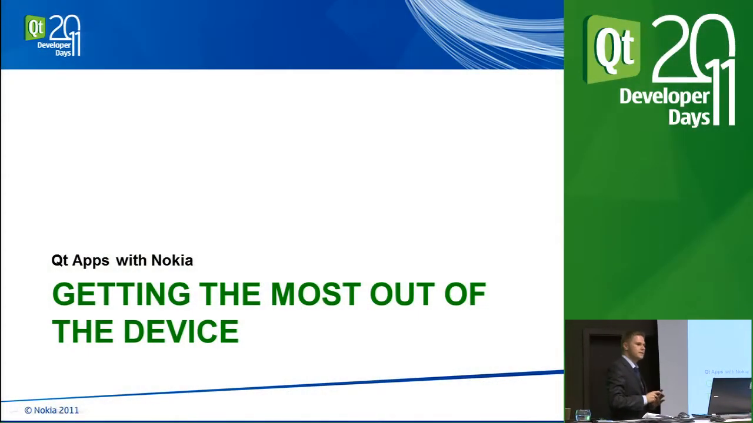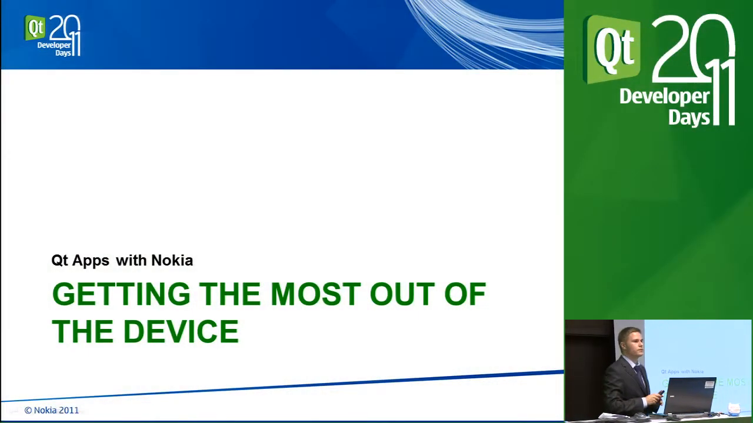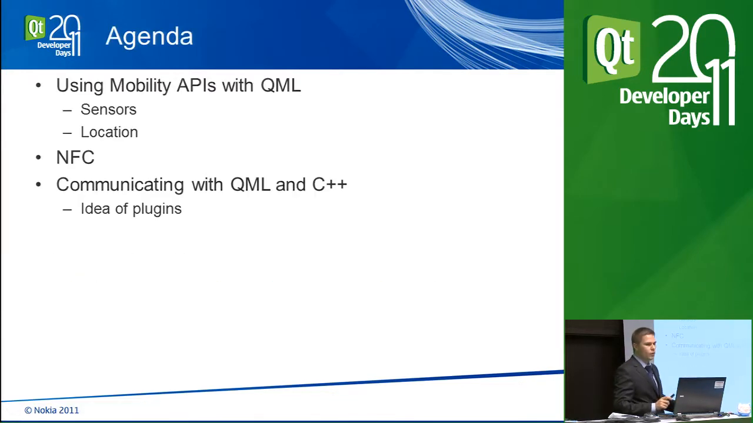So the next section is getting the most out of the device. And now we are going to the area where we bring together your QML UI and C++ application. Now, why do we want to do that? Can't we just write our whole application in QML? There's UIs, there's JavaScript. We could just implement everything in QML.